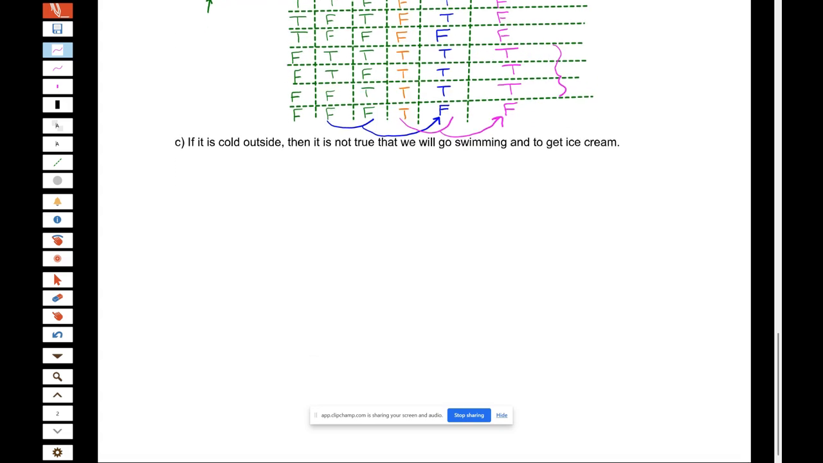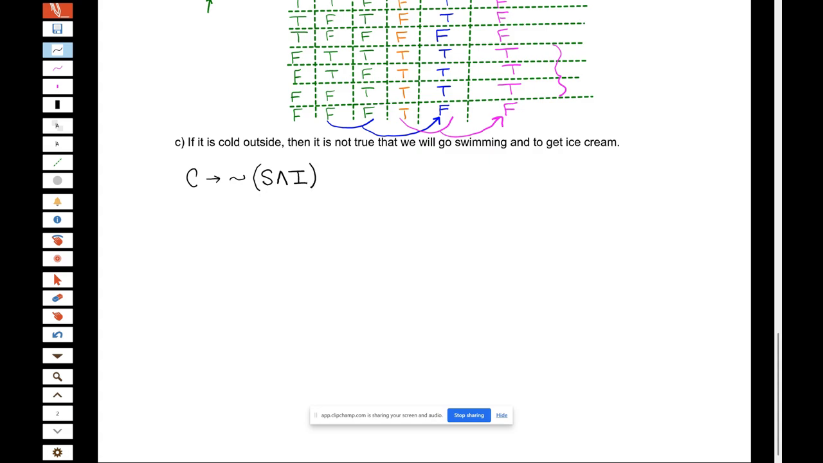The last one is where you take a sentence from the real world and we're going to turn it into symbols so we can make a truth table and evaluate the circumstances under which this statement is true. So if it is cold outside, I'm going to let C be that. If it is cold outside, then it is not true that, so I need a negation, we will go swimming and get ice cream. Okay. We will go swimming and get ice cream.